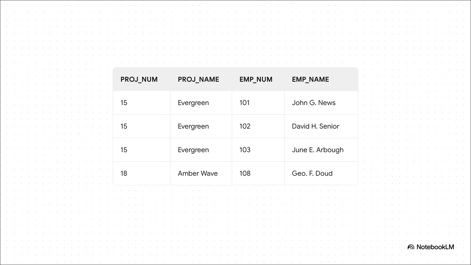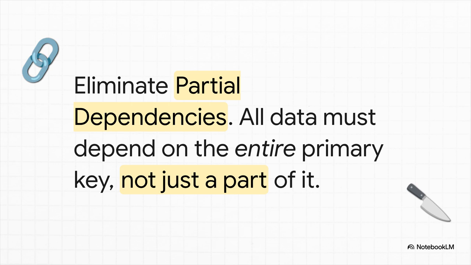But in doing so, we've created a brand new problem, a ton of data redundancy. Just look at how many times Evergreen or John G. News is repeated. That's not just inefficient, it's a breeding ground for typos. And all that repetition is exactly what Rule 2, or second normal form, is designed to eliminate. The rule says that all the data in a row has to depend on the entire unique identifier for that row, what we call the primary key.